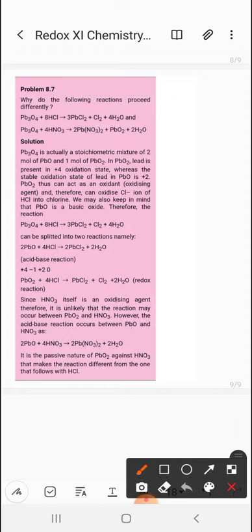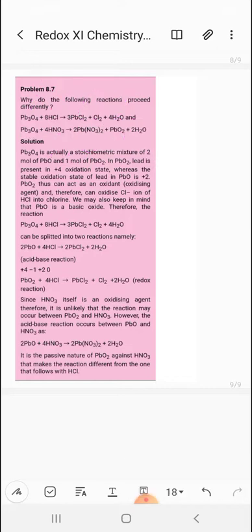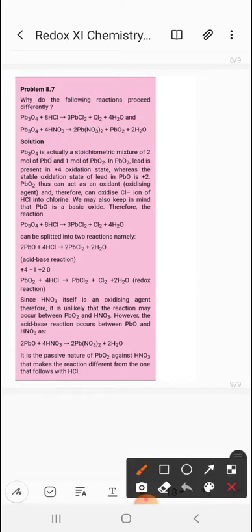So lead oxide, this mixed oxide Pb3O4, reacting with HCl gives you lead chloride, chlorine gas and water, and when this mixed oxide reacts with nitric acid, it gives you lead nitrate, lead oxide and water. So why are both reactions happening differently? So it is saying Pb3O4 is actually a stoichiometric mixture of 2 moles of PbO and 1 mole of PbO2, that is, it is formed in this way.